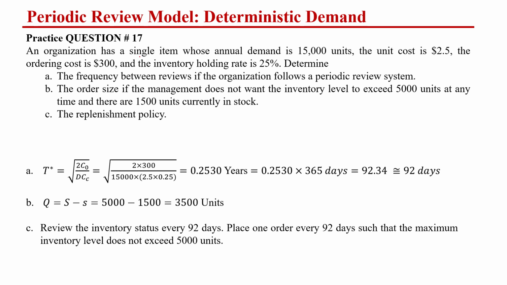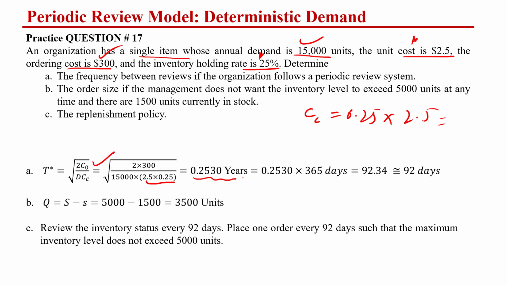So let me give you an example. An organization has a single item. We have the annual demand, the unit cost, the order cost, and the holding cost. From the unit cost and the holding rate, we can calculate the carrying cost, which is 0.25 multiplied by 2.50. Then we have the order cost, which is 300, and the annual demand. If we put these into this formula, we get this value, which is in terms of years.